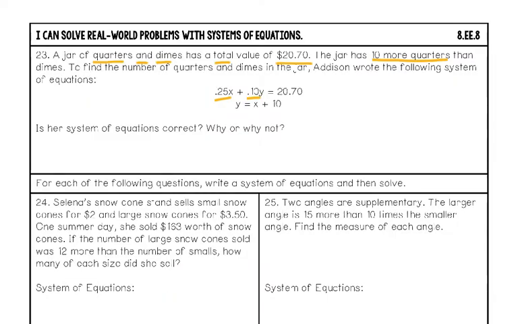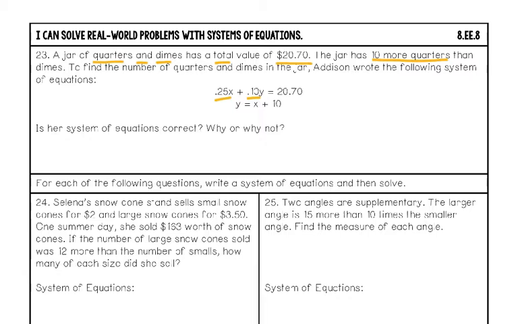All right, so I'm not going to read this to you. You can read this to yourself. But the problem that we have here is that when she wrote the system of equations, it looks like she wrote x is like 10 more. It says here there's 10 more quarters than dimes. But she wrote that x is the quarters in the first equation. In the second one, x is now dimes. So she's mixed up her variables.